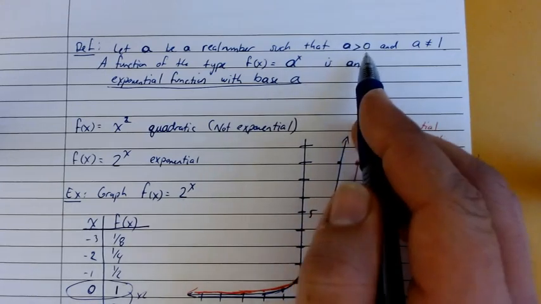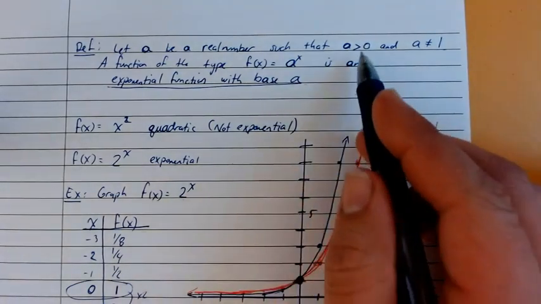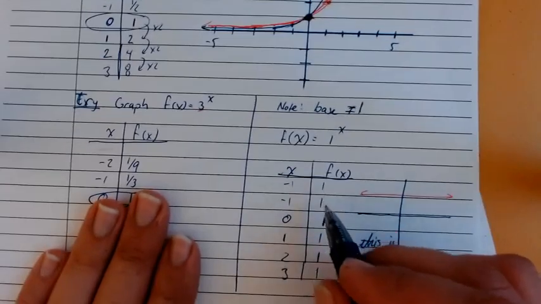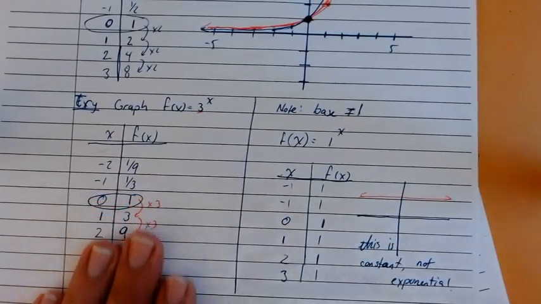Let's keep a positive, no negatives. And we don't use 0 for the same reason we don't use 1, because that would just be 0, 0, 0, 0 all the way down.